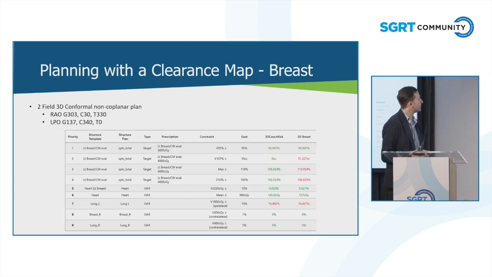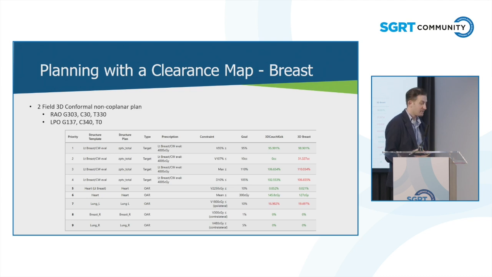So now, non-coplanar 2 fields plan. So basically, at each field, I kicked the couch by about 30 degrees, and then I kept this one at 0 just to see how that looked with just one couch kick, and then comparing that one to our baseline 3D breast plan. So everything looked better, coverage seemed better, but I still had that pesky lung dose that I wanted to try and see if I can reduce.